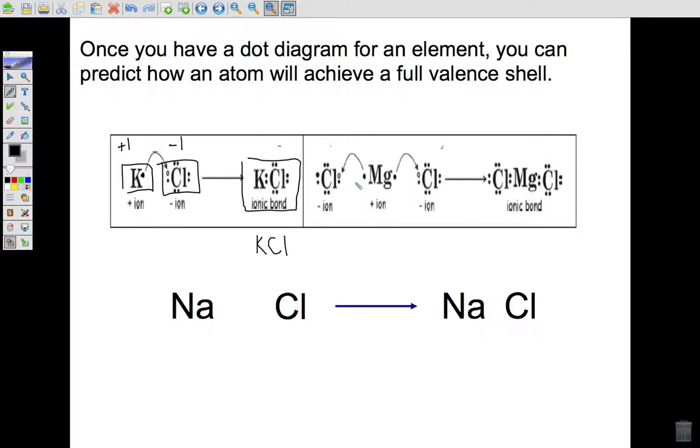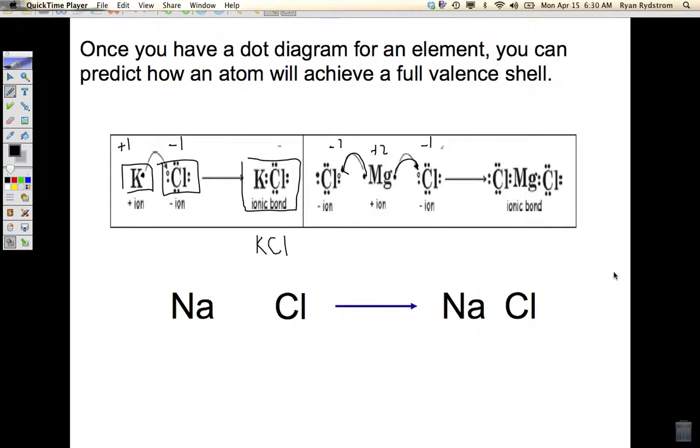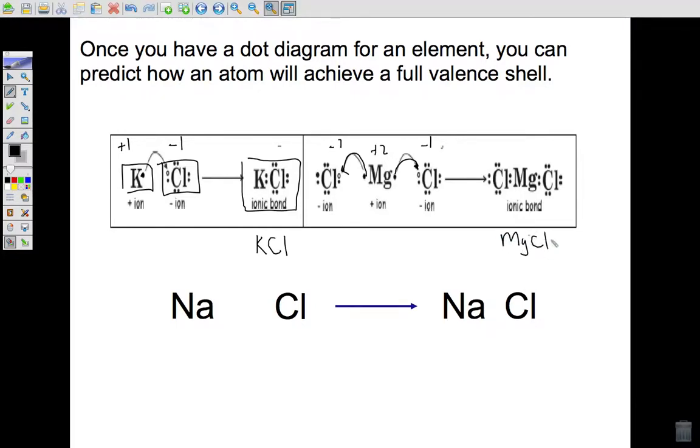Now we know the chemical formula for magnesium chloride, so we said that there's 2 chlorines. We had to write 2 chlorines. This has a +2, -1, -1. These 2 electrons transfer, and then it comes up with this. And here's our chemical formula for magnesium chloride, MgCl2.